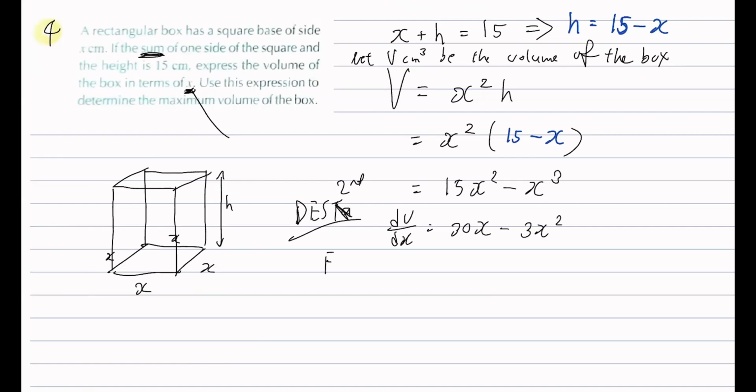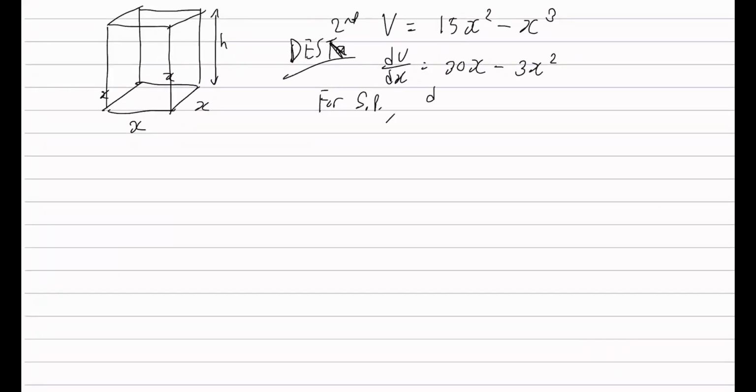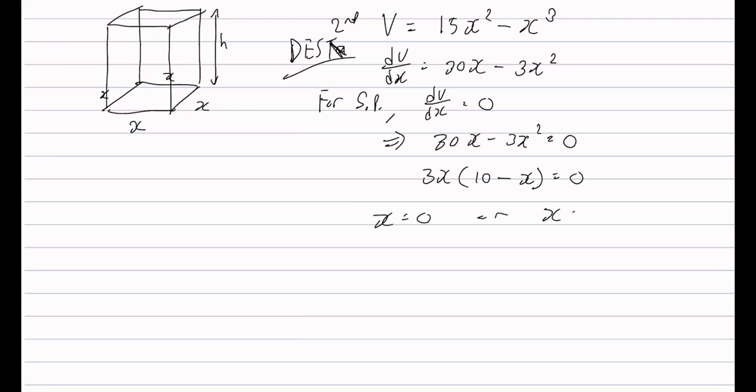For stationary points, set dV/dx equals 0. Which implies this minus this equals 0. I can factor out 3x. I get 10 minus x equals 0. So x equals 0 or x equals 10. Can x be equal to 0? No, because it's a length. Yeah, length is positive. So that means x equals 10 only.